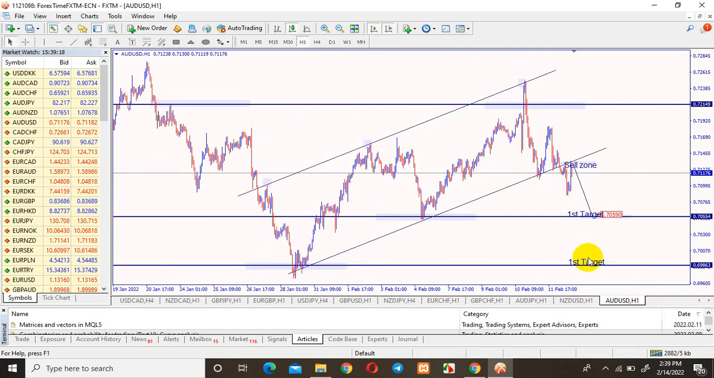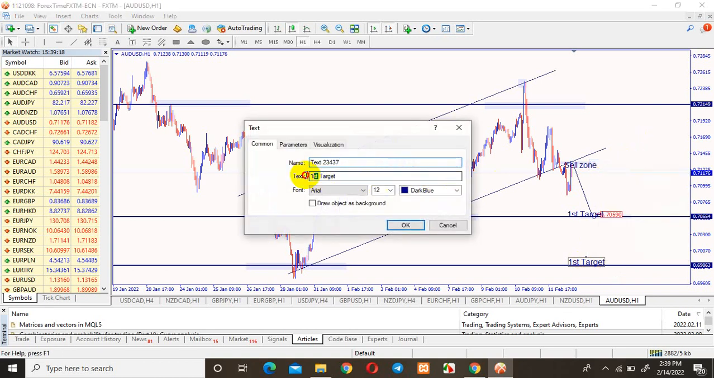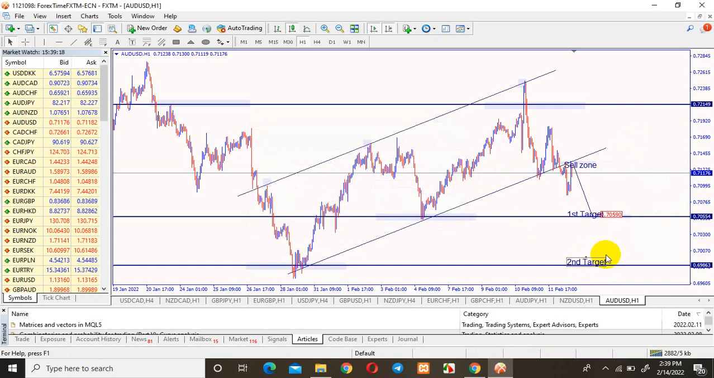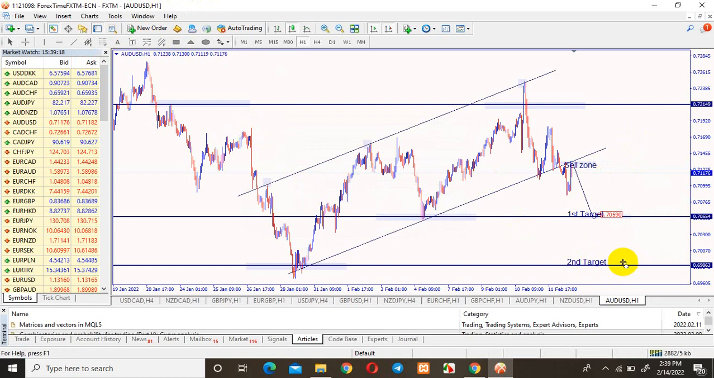If price breaks out of that zone, we will see price falling to this second target. So for the second target, we're expecting price to come to the second target if price breaks below that zone, to around 0.69912. So this is what we expect on AUD USD.